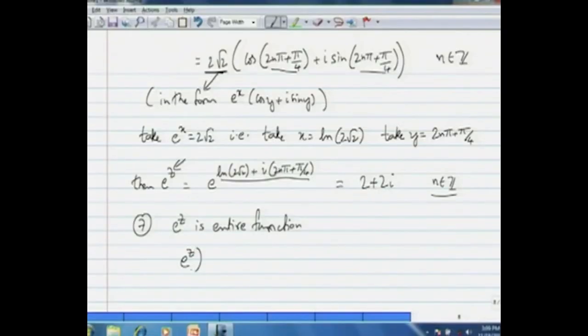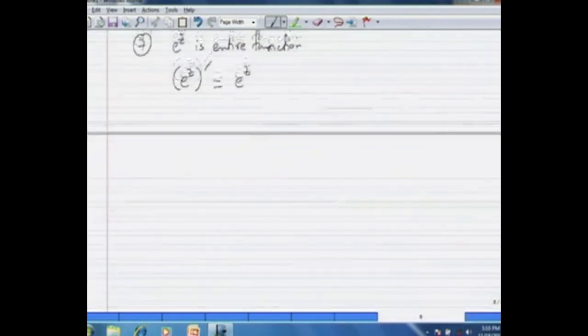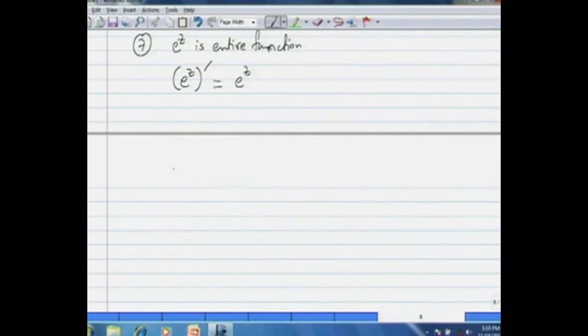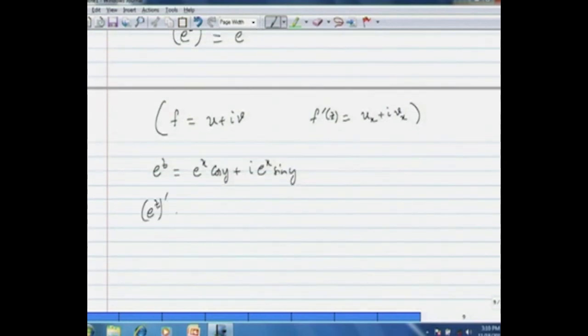Furthermore, the differentiation of e power z: e power z prime is equal to e power z. Let us just use the fact that there are various ways to find the derivative of an analytic function. If f is an analytic function with real and imaginary parts u and I v, then f prime of z, one of the ways to obtain it, is to take the partial derivative of u with respect to x plus I times the partial derivative of v with respect to x. Since this was e power x cosine y plus I times e power x sine y, it is obvious that e power z prime, we already proved that this is differentiable.